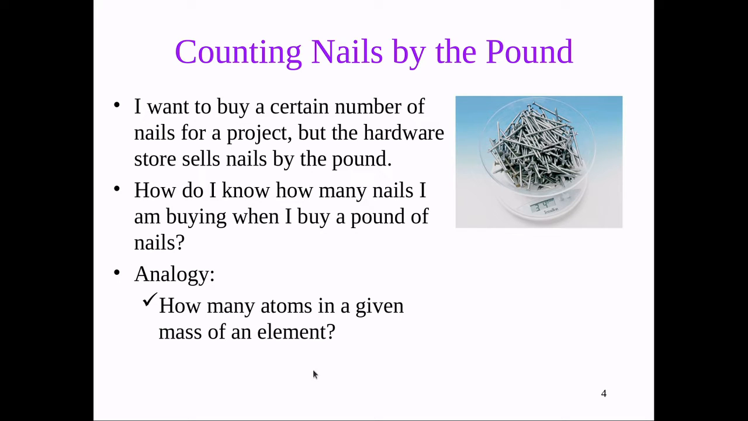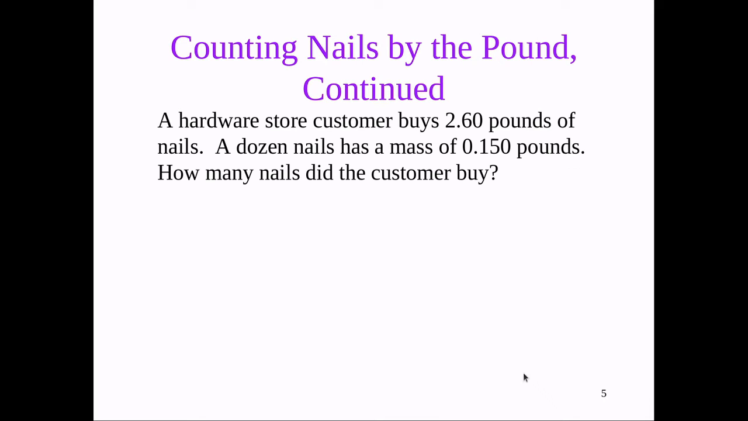And really what this is, it's an analogy for how many atoms are there in a given mass of an element. So if I have 12 grams of carbon, if I have 13 grams of carbon, how many atoms is that? So let's go through an example where we are able to count the number of nails by being given a weight. So a hardware store customer buys 2.6 pounds of nails. Okay, a dozen nails has a mass of 0.150 pounds. And the question is, how many nails did the customer buy?